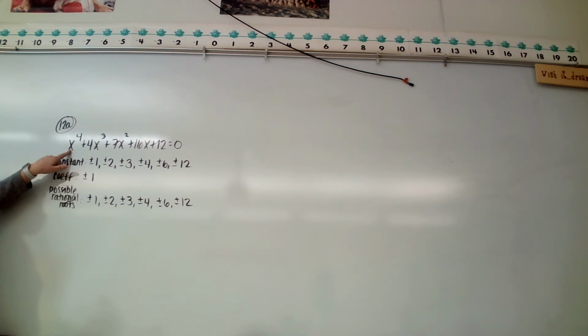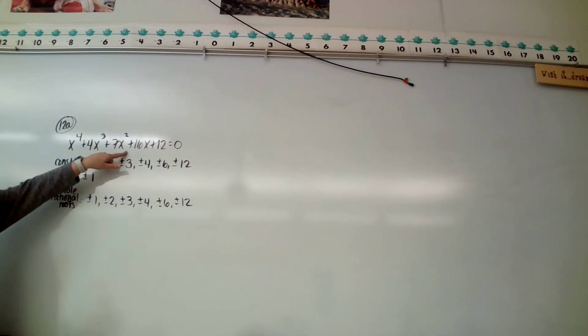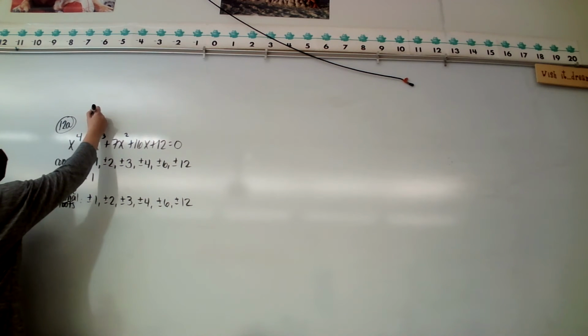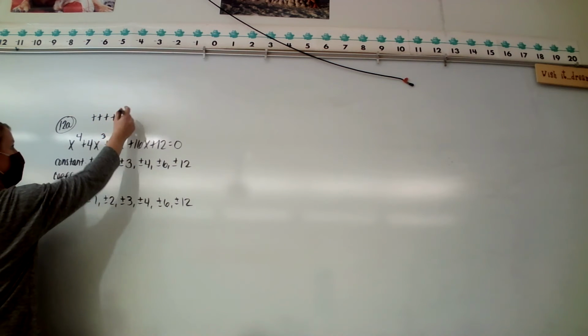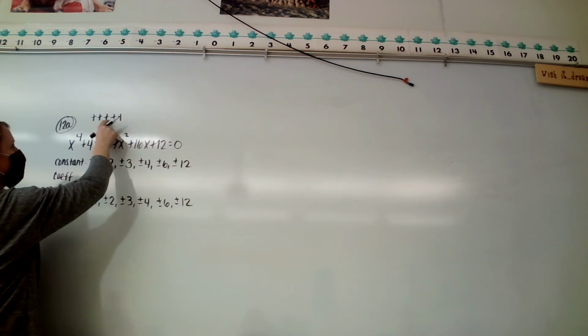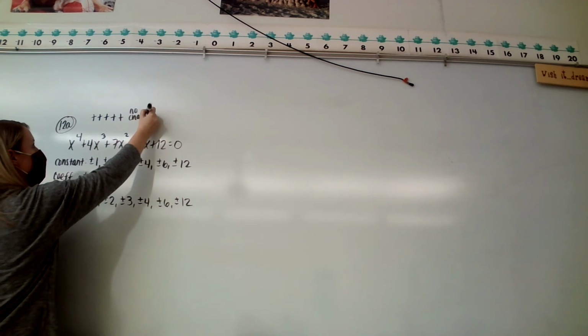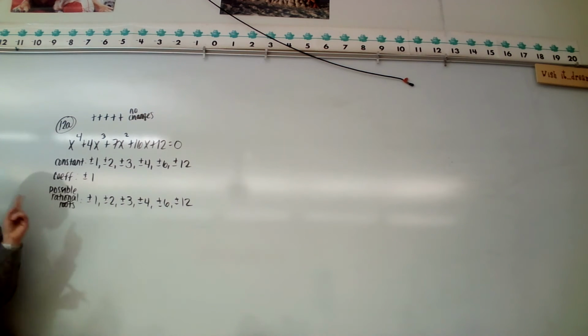See how this is plus, plus, plus, plus, plus, right? There are no changes. So if these are all pluses, 1, 2, 3, 4, no changes means that there are no positive real roots. So I don't even have to check the positive ones. So that's where that rule of signs, I always want to call it the law of signs, might come in helpful, especially if you see a lot of options.